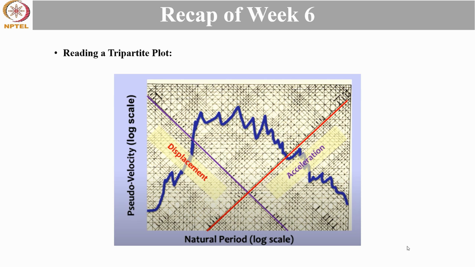Just to see reading of response spectra again: for a known value of natural period, we will first obtain the pseudo spectral velocity from the curve, and then by dropping the perpendicular on the displacement line, we get the spectral displacement value, and by dropping a perpendicular on the acceleration line, we get the spectral acceleration value. So this is how, for a particular period of vibration, we obtain all different kinds of responses. This was covered last week.